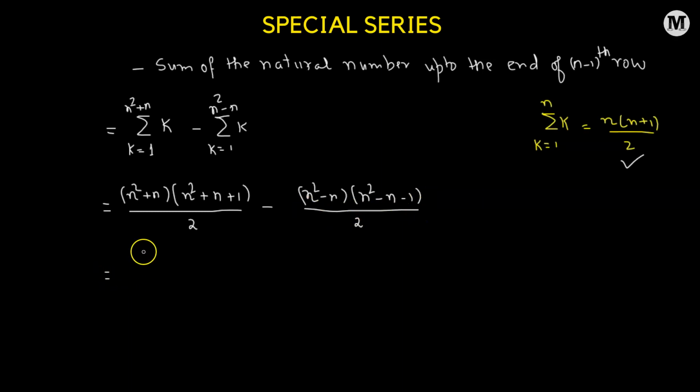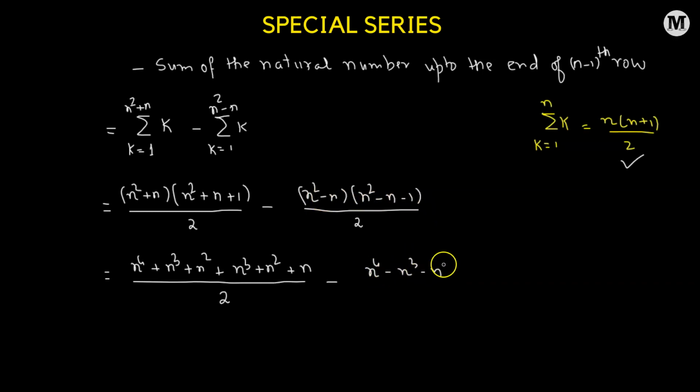Okay, so let's further simplify. So n squared plus n multiplied by n squared plus n plus 1, that's going to be n raised to the power of 4 plus n cubed plus n squared. Added to, now we'll multiply n with n squared plus n plus 1 to get n cubed plus n squared plus n, whole divided by 2. Minus, now we have n squared times n squared minus n minus 1. So that's n raised to the power of 4 minus n cubed minus n squared, minus n cubed plus n squared plus n, whole divided by 2.